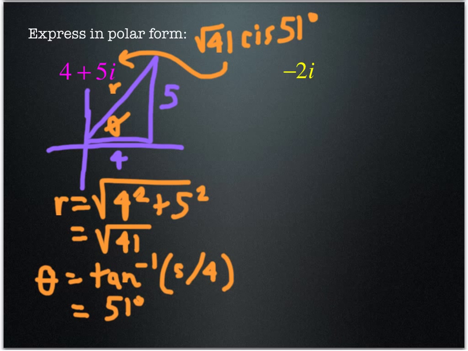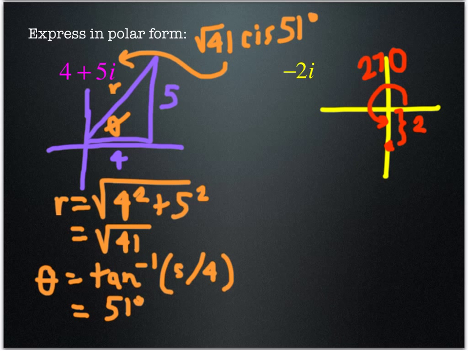Now, next one's maybe a little trickier. Negative 2i. Now, how can I make a triangle out of that, or where would this even be? Well, negative 2i would be the point, which is going to be right about here. Remember, the i-axis is kind of like the y-axis. And as far as the r value, always the distance from the origin, so that's going to be 2. The angle would swing right around like this, so my angle is actually going to be 270, or 3 pi over 2. So if I write this in polar form, it would be 2 cis 270.